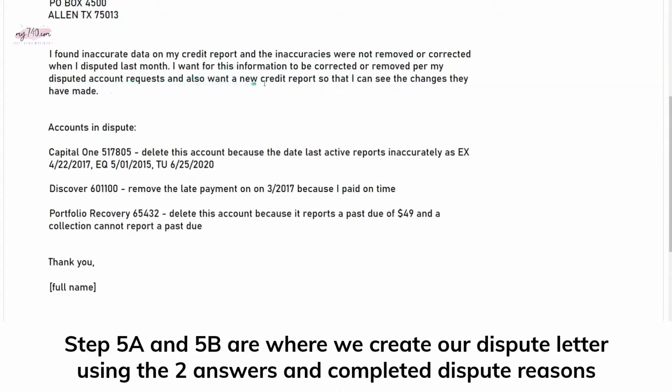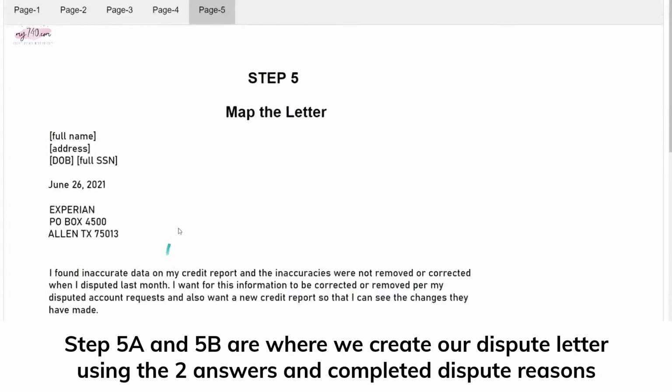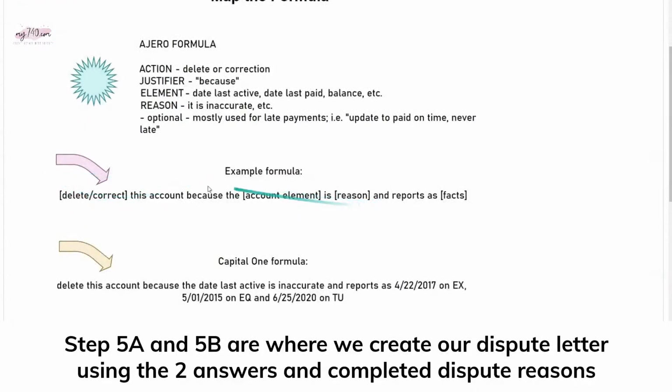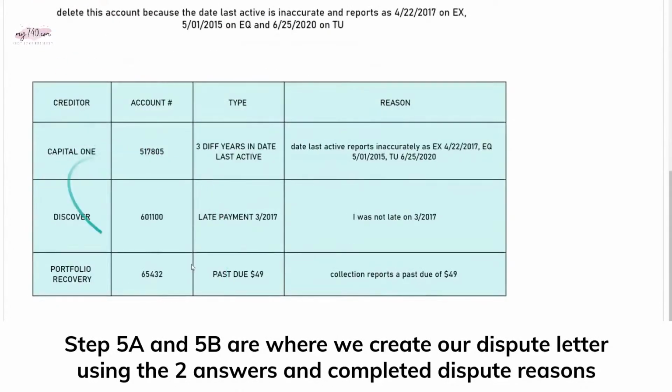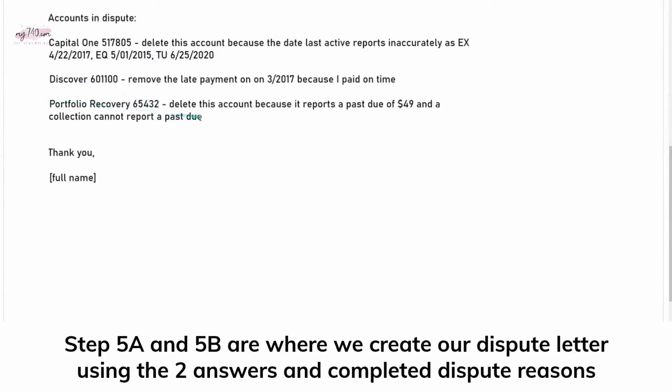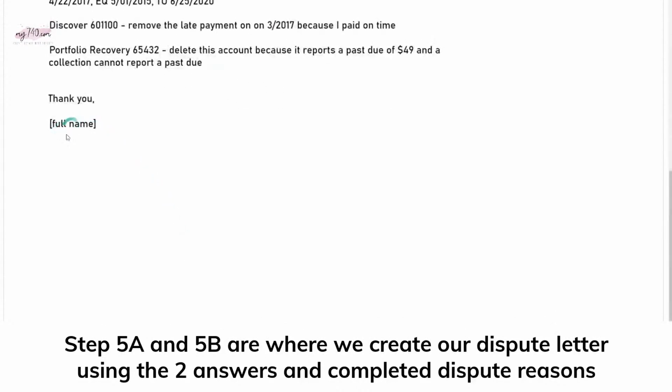That is it. You see, it says accounts in dispute, and now I have my three accounts: Capital One, Discover, Portfolio Recovery. And it's exactly using the Gerald formula. Delete this account because the date last active reports inaccurately as Experian, blah, blah, blah, Equifax, blah, blah, blah, TransUnion, blah, blah, blah. Discover, I paid on time on 3/2017. Portfolio Recovery, delete this account because this collection shows a late payment, or excuse me, a past due of $49. So that's it. That is how you map the data. That is how you map the letter. And that is exactly how you can write any letter for any account to the credit bureaus.